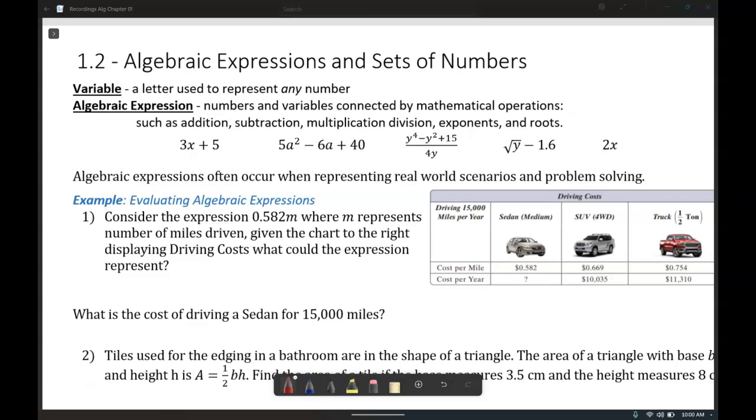Everyone, welcome to our first lesson in Algebra 2, where we are covering Chapter 1, Section 2, Algebraic expressions and sets of numbers. Let's go over a couple definitions real quick. First thing we want to talk about is a variable.